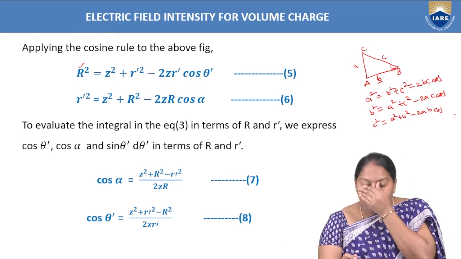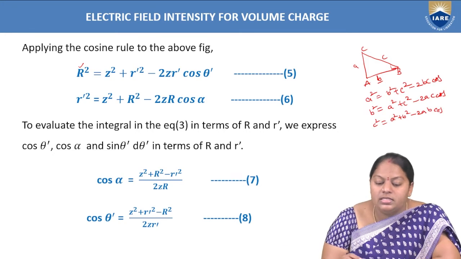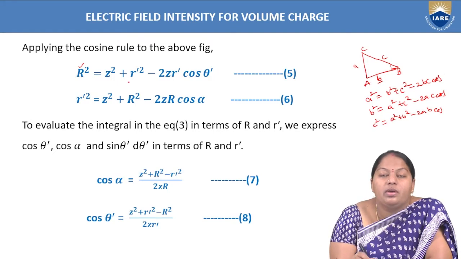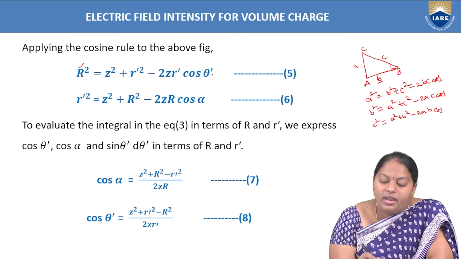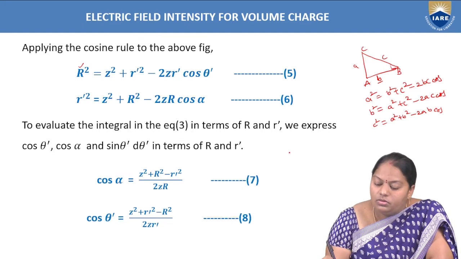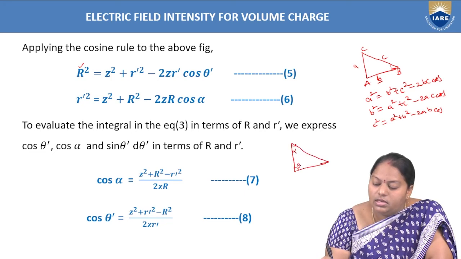So like that, if you consider the equations for the cosine rules, then R square equal to z square plus r dash square minus 2zr dash cos theta dash, and r dash square equal to z square plus R square minus 2zR cos alpha. Okay, so again, a simple analysis for that. Here is the alpha and here is the theta, and here capital R is there. This is the distance r dash, and here it is the z.